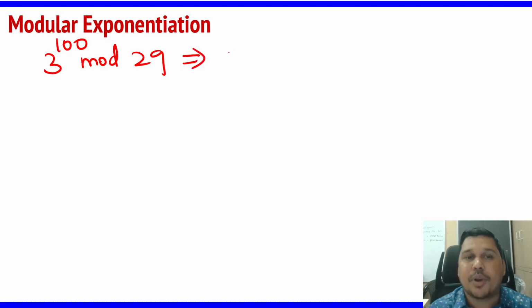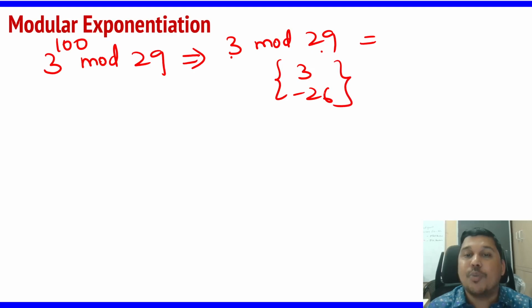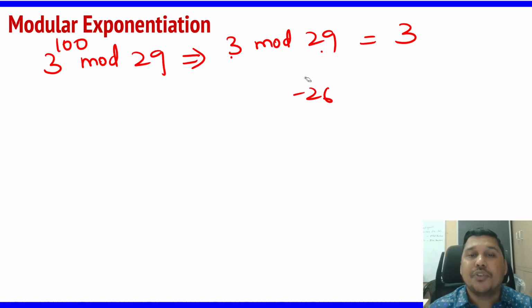What is the simplification process? Just find out the 3 mod 29 value. This is the smaller number, this is the larger number. I will get two answers. One answer will be 3, the other answer will be 3 minus 29, that is minus 26. Numerically, which one is the smallest one? 3. So this answer becomes 3. So we couldn't simplify the given question. It remains the same as 3 power 100 mod 29.